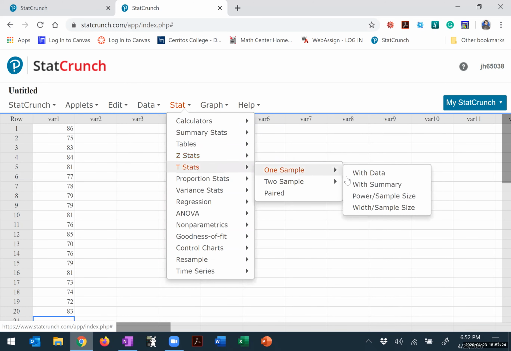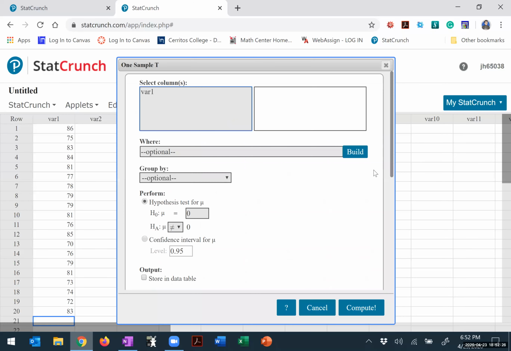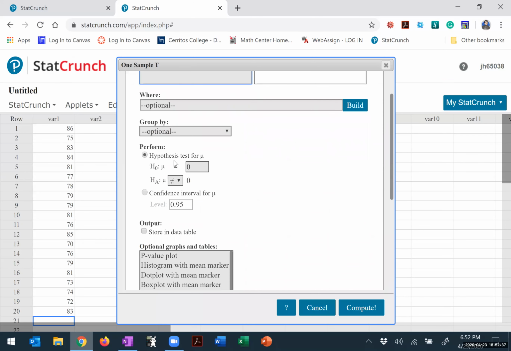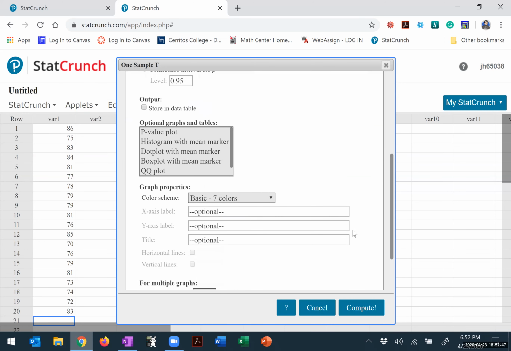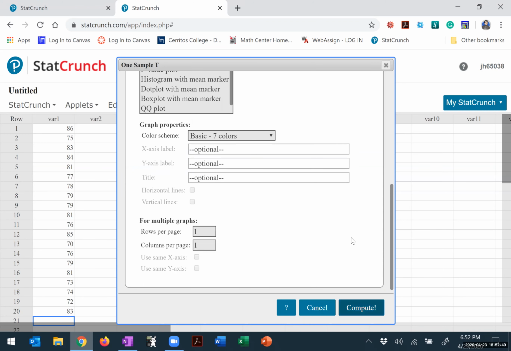So now I'm going to go to Stat, T Stats, one sample with data this time. What's the column that I want to use? This column here, var1. That's good. What do I want to test against? I want to test against 77. And I want to make it greater than this time.